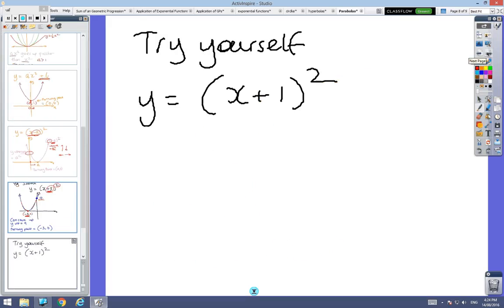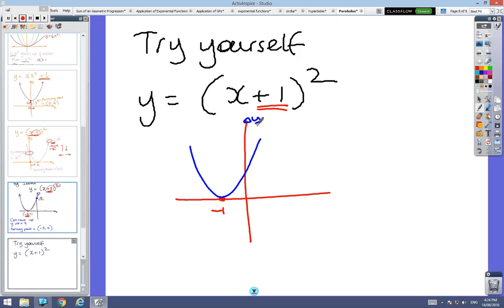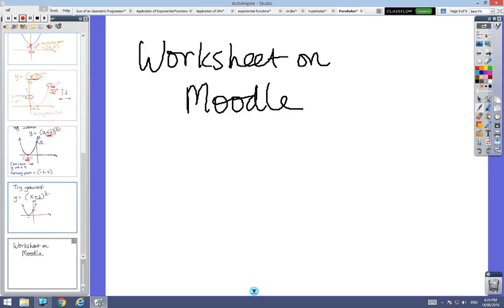Okay, can you try that one yourself? It's pretty straightforward. Okay, so hopefully you've had a go. So that's got a plus 1, so it goes to minus 1. I do my cup, my y and my x, and 1 squared is 1, so that's the curve. And that might be the last one. Let's have a look. Yep, that's the last one.